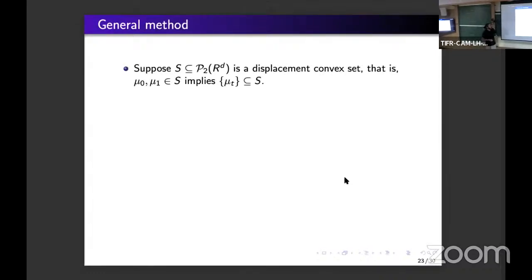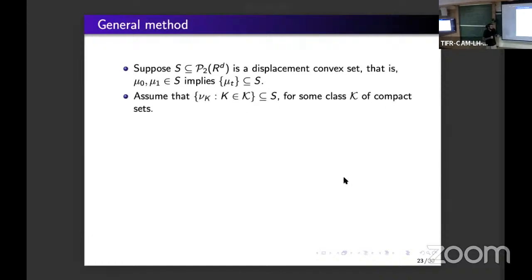So now I will outline the general method which we use, which you already have seen, but I'll just write it down on a slide. For summary, I suppose I have a set of probability measures which is closed under interpolations. So that is what I mean by a displacement convex set. I have a set of probability measures. It is closed under the optimal transport interpolations that I do. Suppose fancy K is a class of compact sets, for which all the new K's are inside S. All the achieving of the new measures are inside this set S.